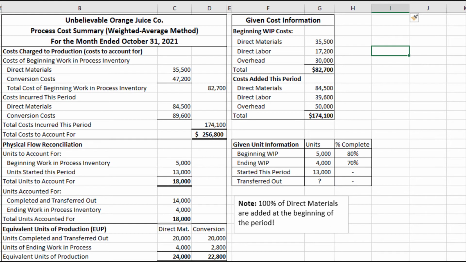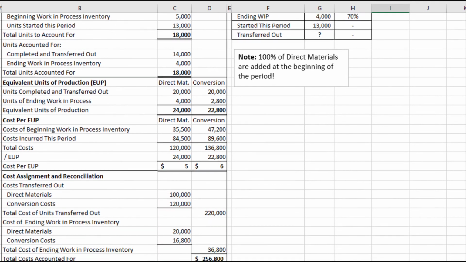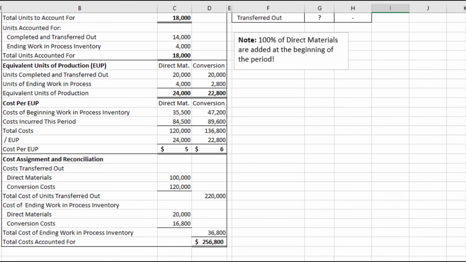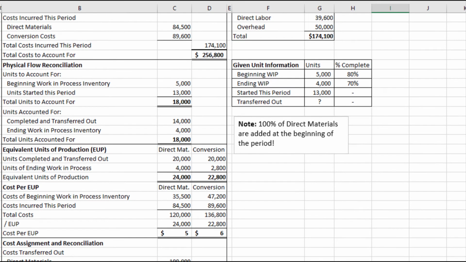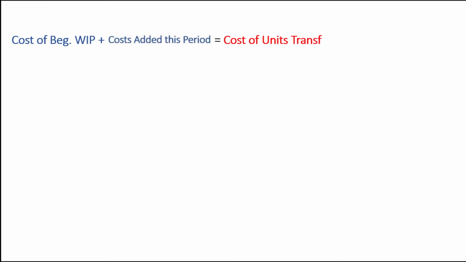For each department in a process costing operation, a process cost summary report will be prepared. The report is a bit lengthy, and we will complete multiple versions from start to finish in subsequent videos. But right now I want to give an overview of why we complete this report and what it contains. The first thing to discuss is this equation. The cost of beginning work in process inventory plus the costs added this period are equal to the cost of units transferred out plus the cost of ending work in process inventory.